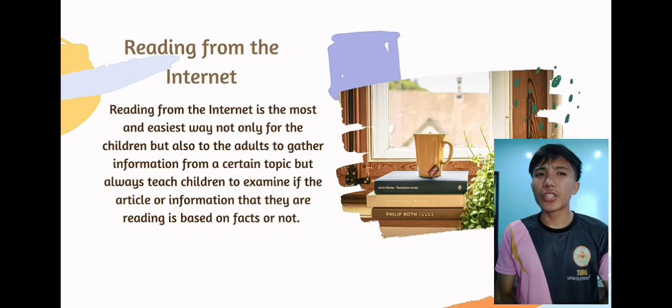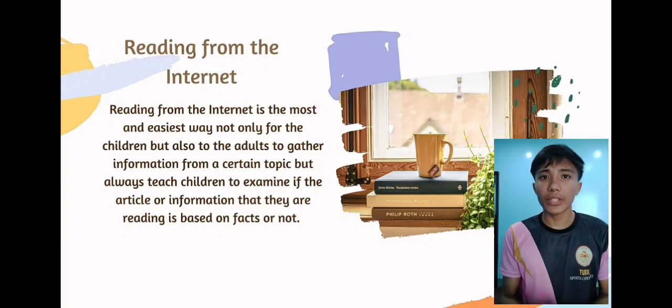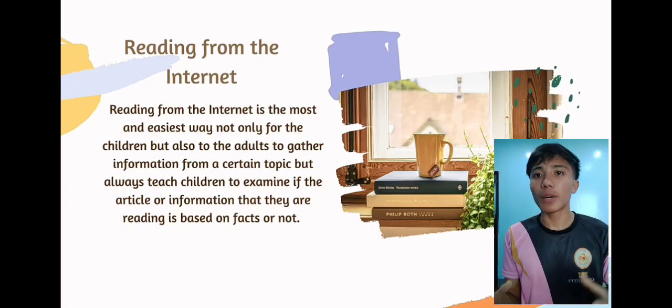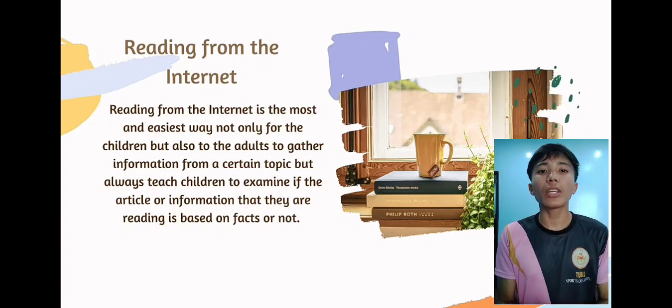So the last stage of Goodell's reading skill ladders and stages of reading is reading from the internet. Reading from the internet is the most and easiest way, not only for the children but also for the adults, to gather information from a certain topic, but always teach children to examine if the article or information that they are reading is based on facts or not.